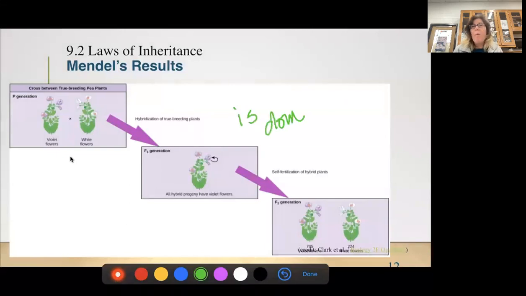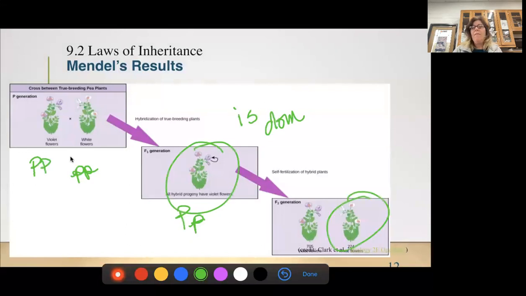It's covering up the white. And then he crossed those with themselves. So we could sit there and say, well, we had purple, big P, little p, and little p. And so this is big P, little p. And now we crossed that with each other. And we ended up seeing the white back.